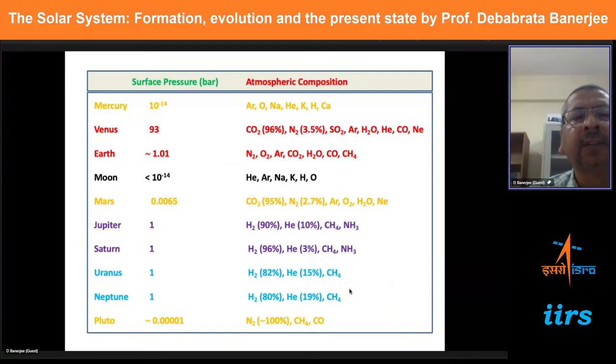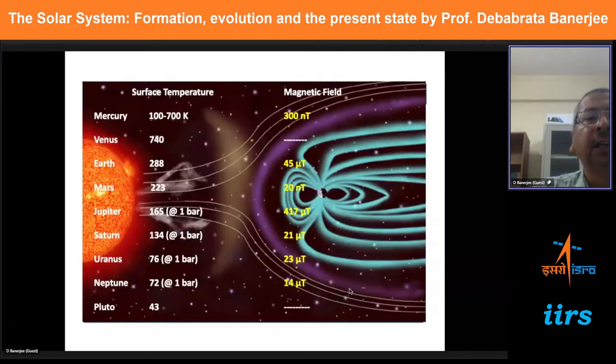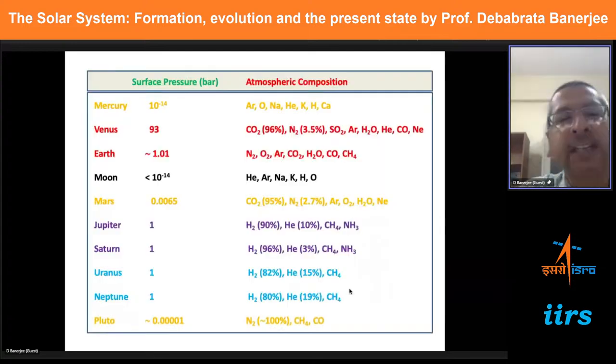Mars has a surface pressure of about 6.5 millibar, and Venus is, of course, different. As I showed previously, Venus has a surface temperature of 740 Kelvin and a pressure of 93 bar, dominated by carbon dioxide. This has happened because of a runaway greenhouse effect at some point of time. Once the oceans evaporated, then more and more heat was trapped because of the presence of gas, and Venus became extremely warm, and it is difficult to survive on the surface.